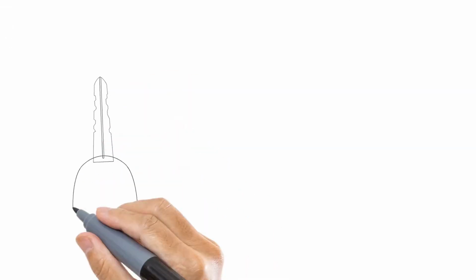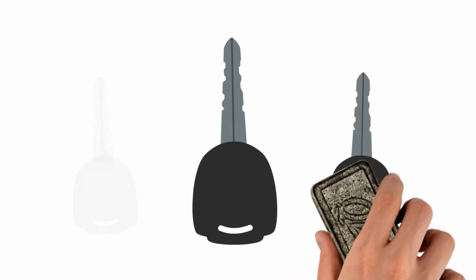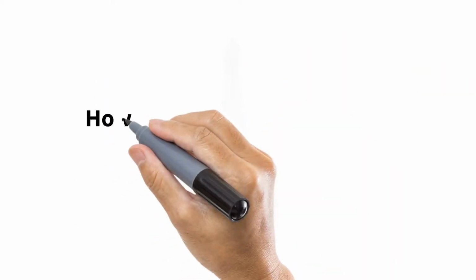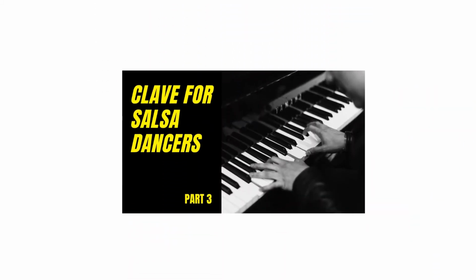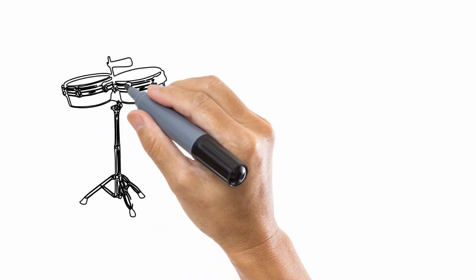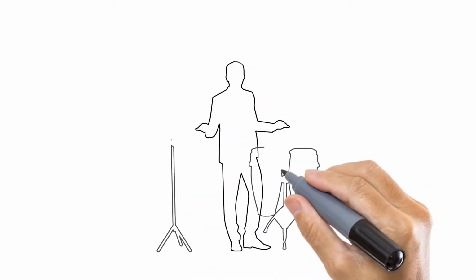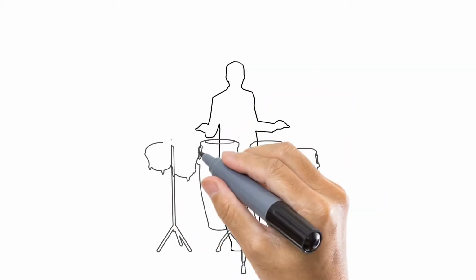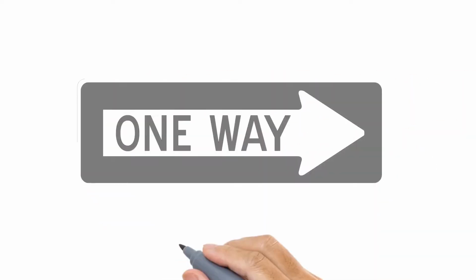Now remember that there are 3 keys, or 3 questions, that we need to answer in order to really understand the clave. And the second question was, how exactly does the clave affect the music? And in part 3 of this video series, we saw how the clave direction affects the rhythmic pattern of certain instruments, like the timbales and the piano. That's why it's very important that musicians know the direction of the clave, because if the clave is 2-3, then they play the instrumental patterns in a specific way. But if the clave is 3-2, then they should play that same pattern in reverse.